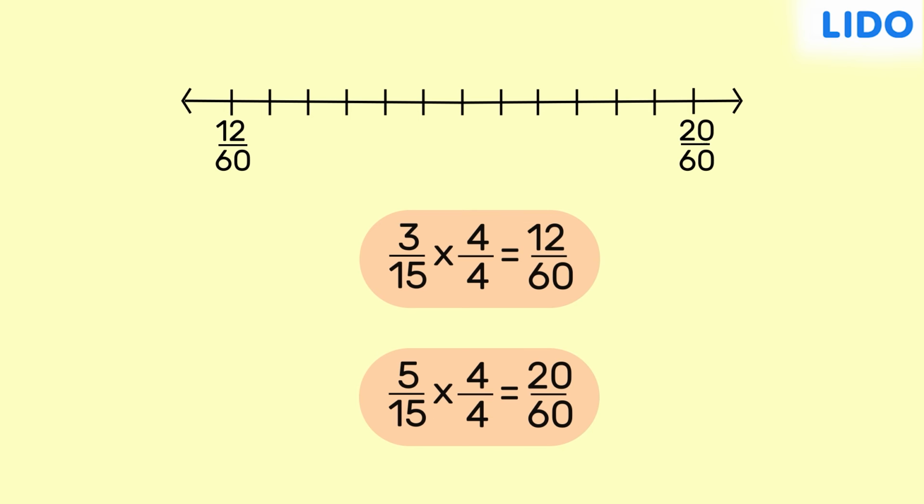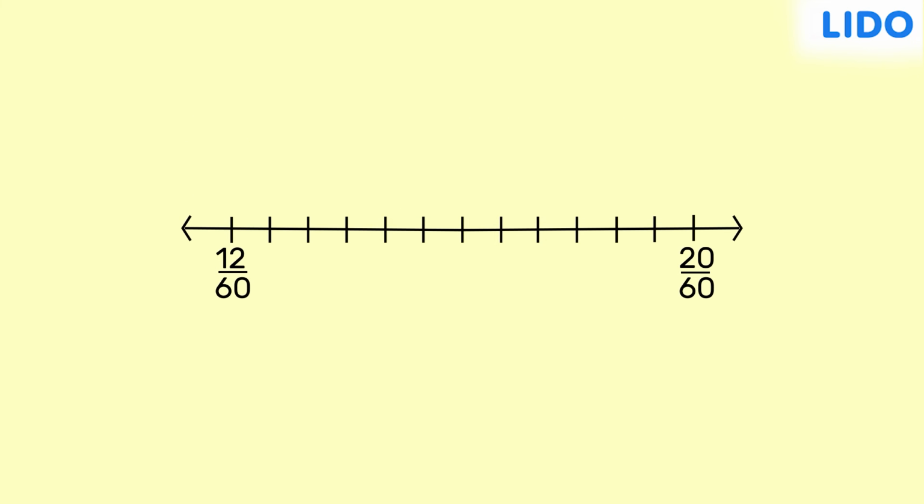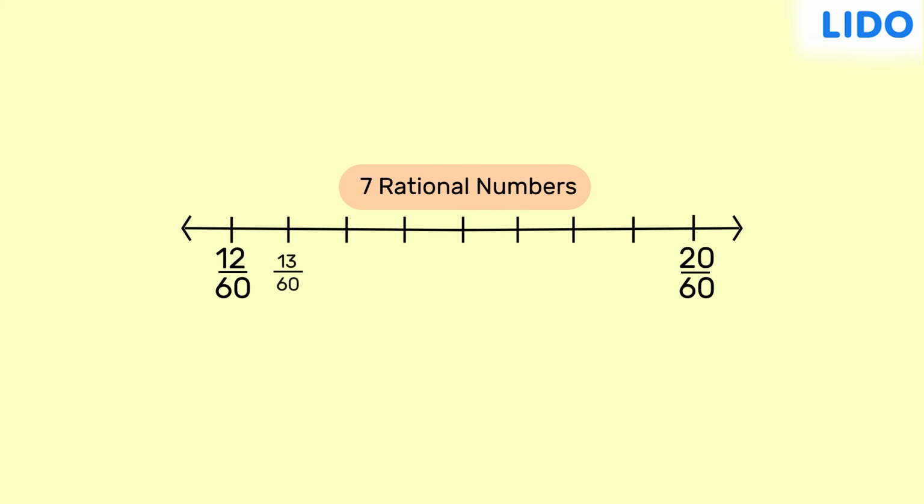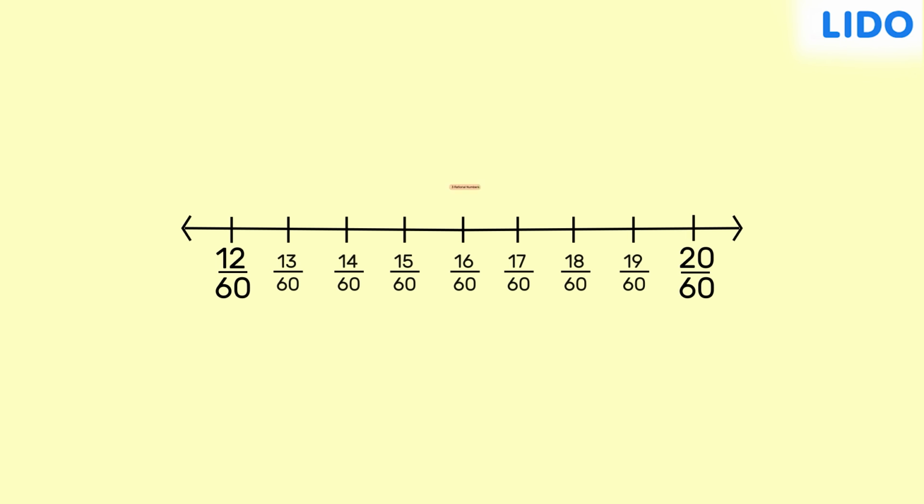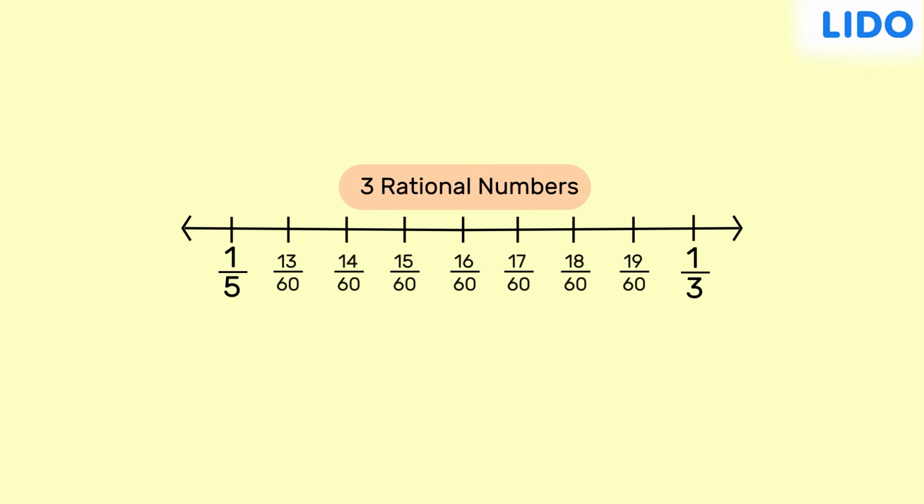Now, between 12 by 60 and 20 by 60, there are 7 rational numbers, and they are 13 by 60, 14 by 60, 15 by 60, 16 by 60, 17 by 60, 18 by 60 and 19 by 60. We were looking for just 3 and we found 7. Isn't that awesome? So we can say that the three rational numbers between 1 by 5 and 1 by 3 are 13 by 60, 14 by 60 or 7 by 30, and 15 by 60, which is 1 by 4.